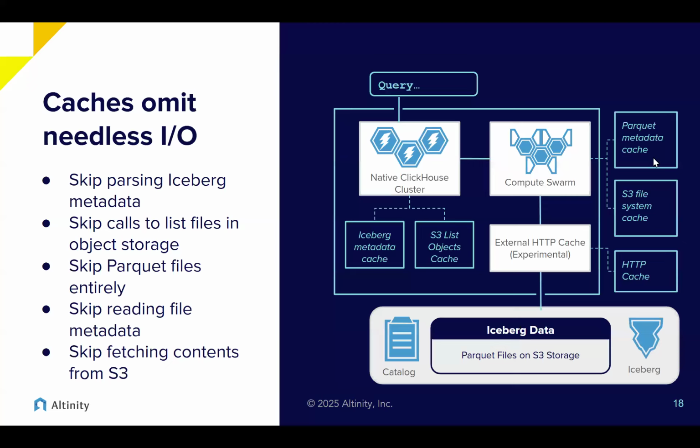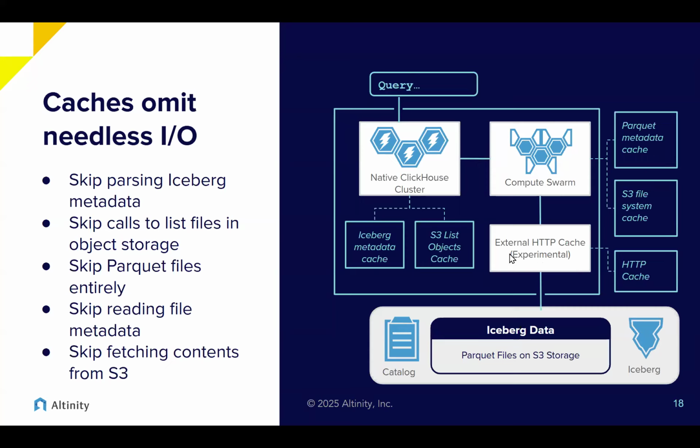That's things like min-max and Bloom filters, as well as schema. So that means that we don't have to reopen the files every single time to see what's in them. And then there's an S3 file system cache. This is a great cache that's been around for a while. In ClickHouse, this stores the actual blocks of the files, so we don't have to reread them.